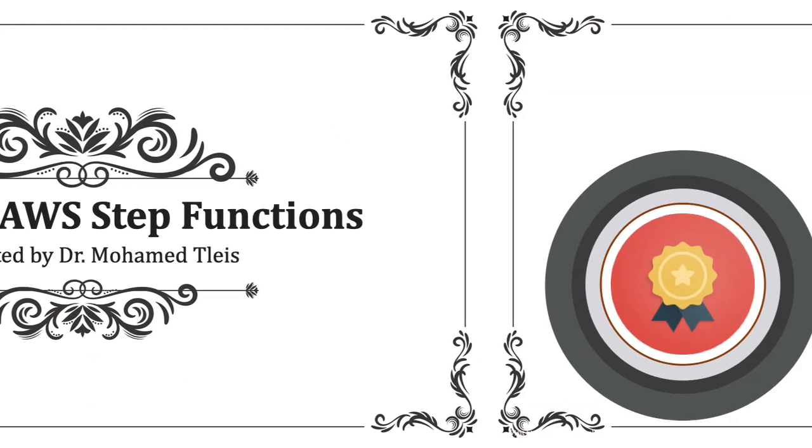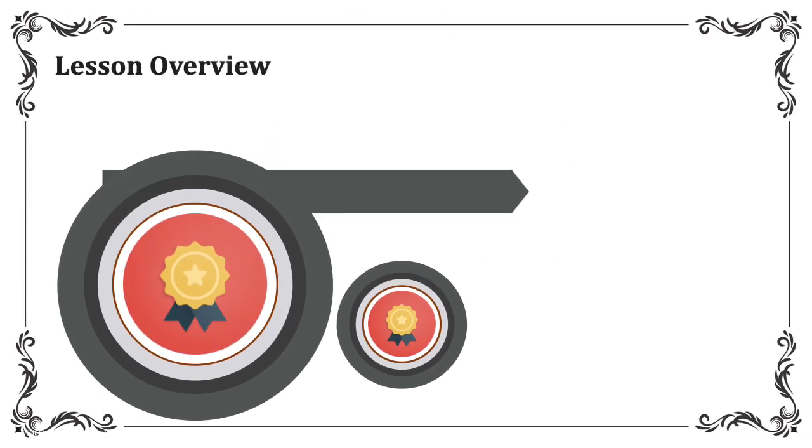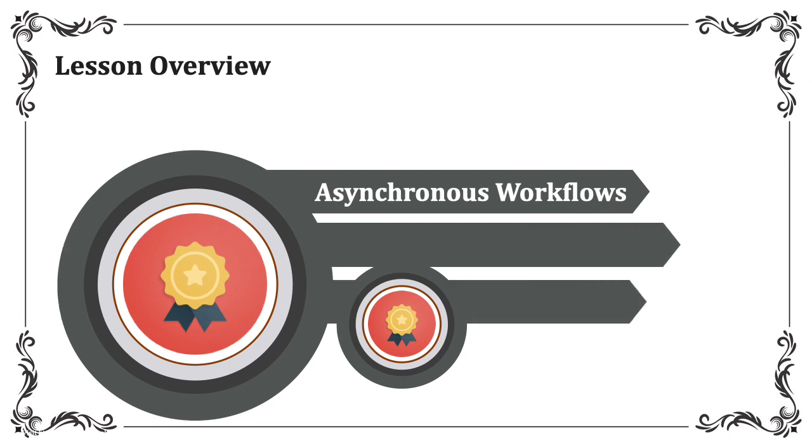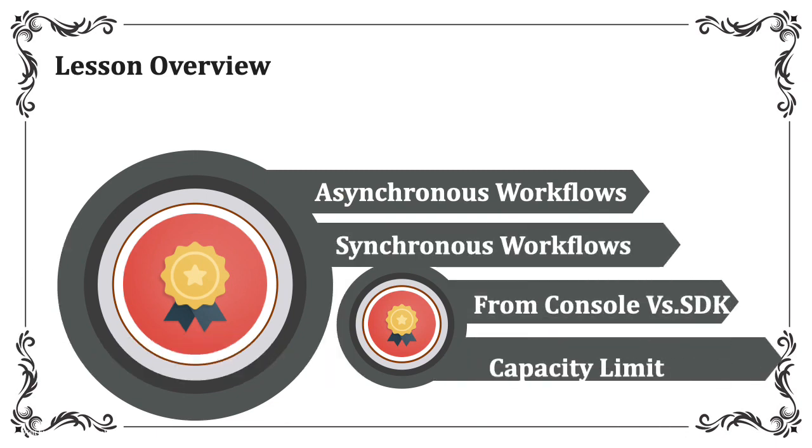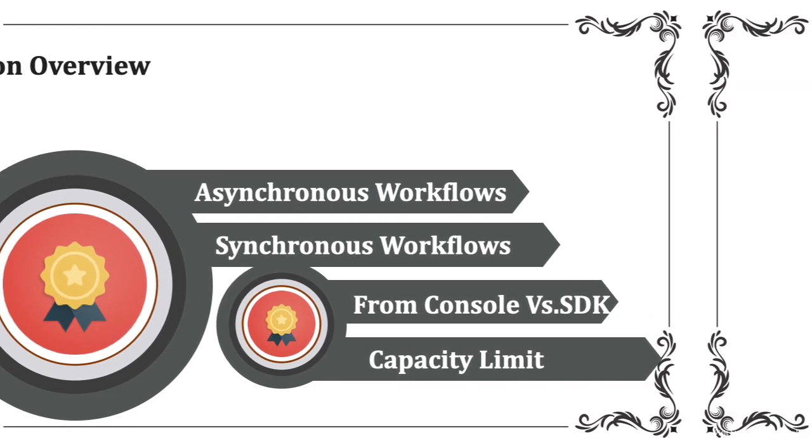Welcome back. In this lesson, we cover the two types of express workflows that you can choose: the asynchronous express workflows and synchronous express workflows. With synchronous workflows, we also discuss the limitation when it is executed from the console versus its execution from the SDK or CLI. And finally, we discuss the capacity limit of synchronous workflows.